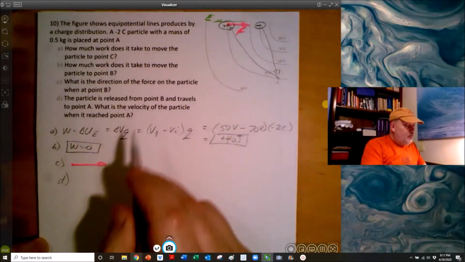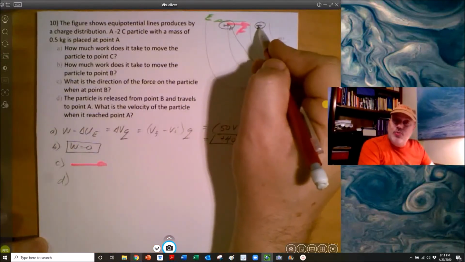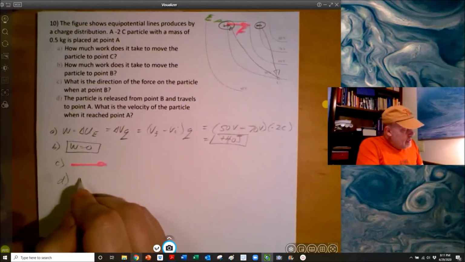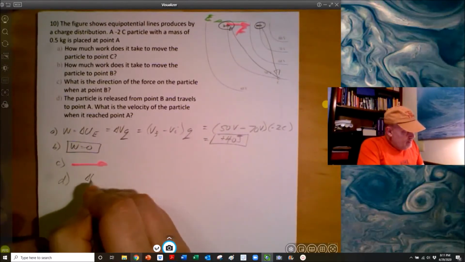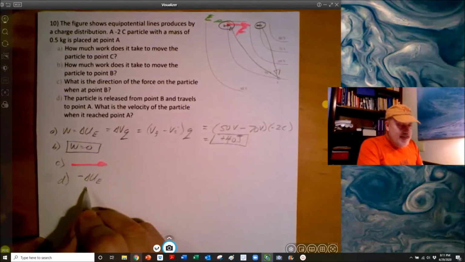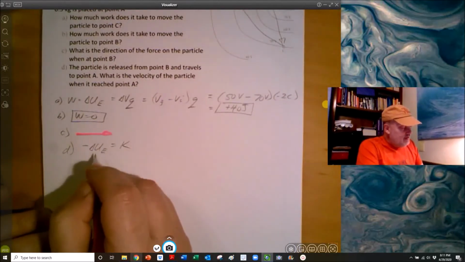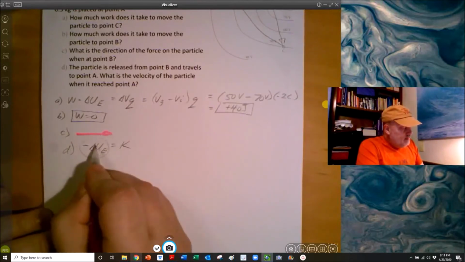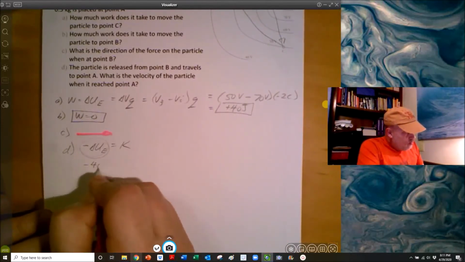Part D says the particle is released from point B and travels to point A. So it goes back home to where it began. And it asks for what's the velocity of it. Well, we're going to have a change in electric potential energy. The negative change in electric potential energy, remember, equals the kinetic energy that it gains. And so this, we know, is going to be negative 40 joules.